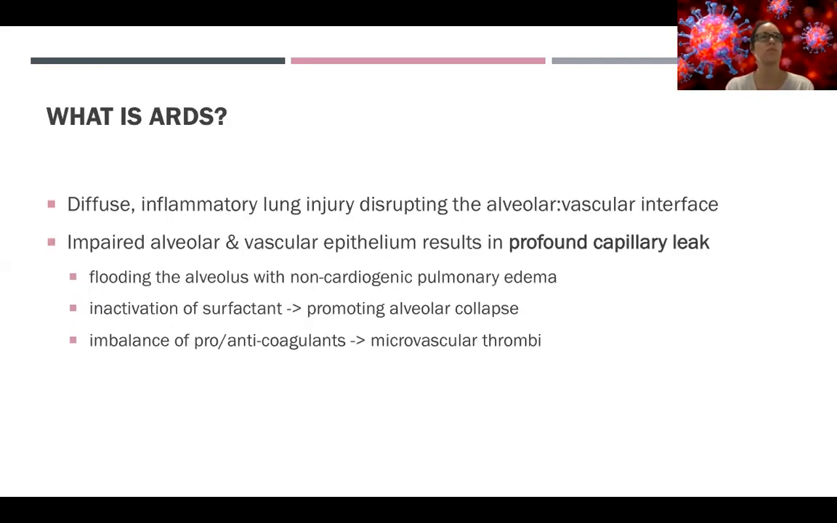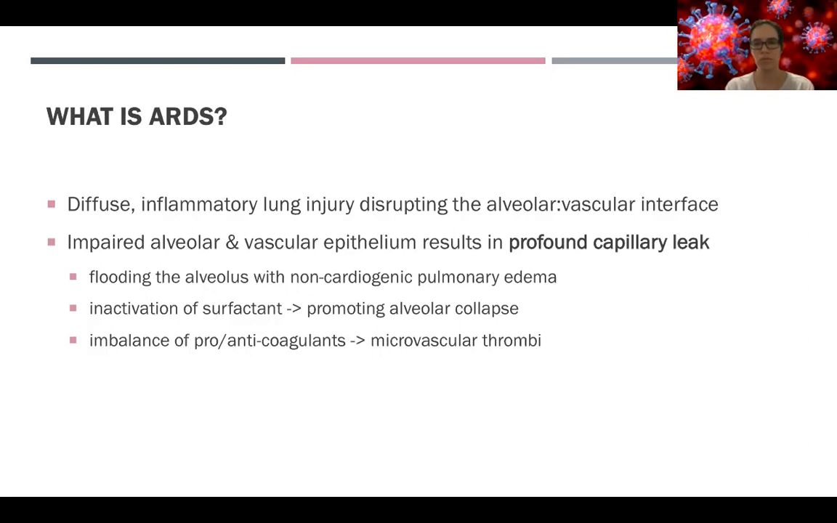So what is ARDS? I think when asked this question, it's really tempting to reach first to the diagnostic criteria, but we'll spend the next several slides focusing on the pathophysiology of ARDS, which has really been elucidated over the past 50 years of basic science research.